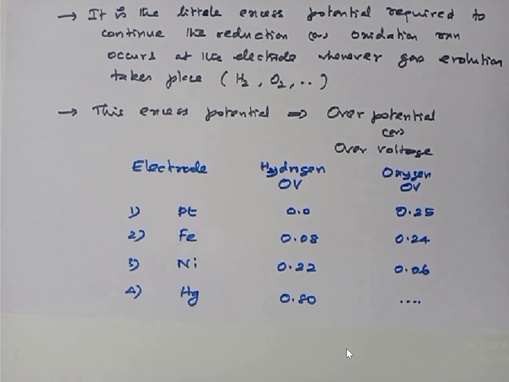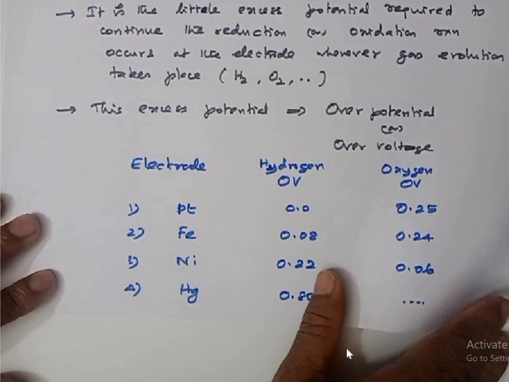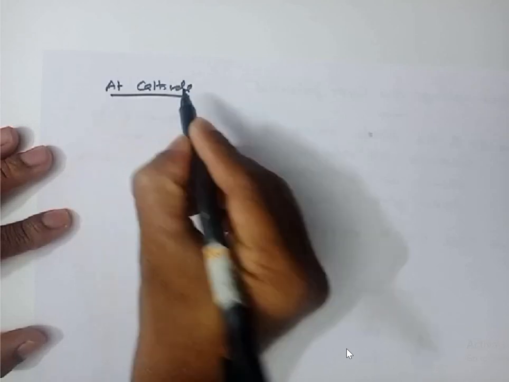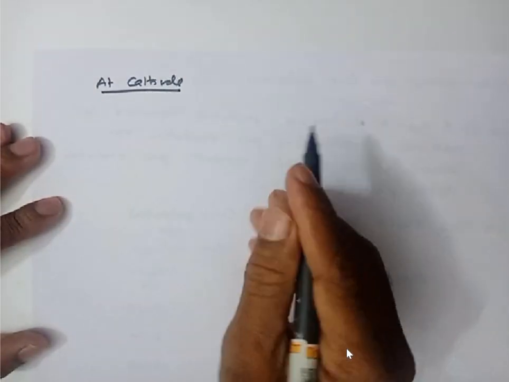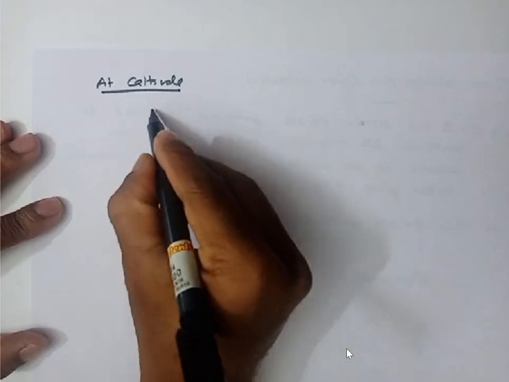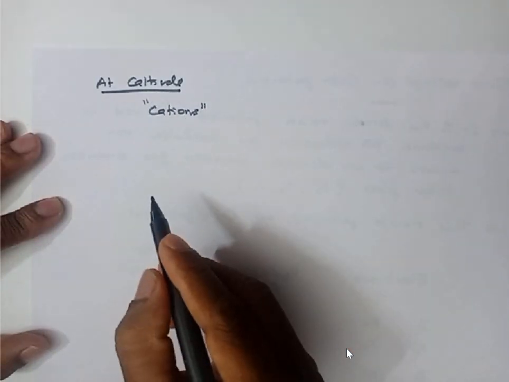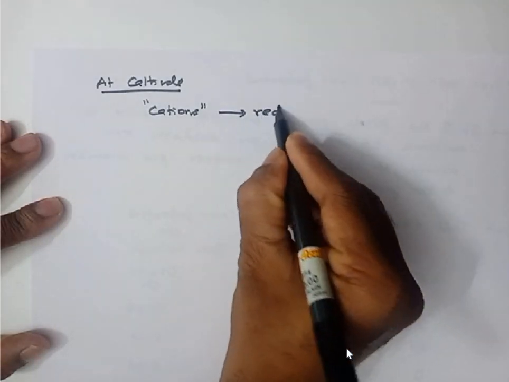In the next class, I'm going to show how to use the SRP values and SOP values to identify the product. What I'm trying to say is that at the cathode, we know very well, cations approach the cathode and undergo reduction. So whatever cations are present in the solution will undergo reduction.